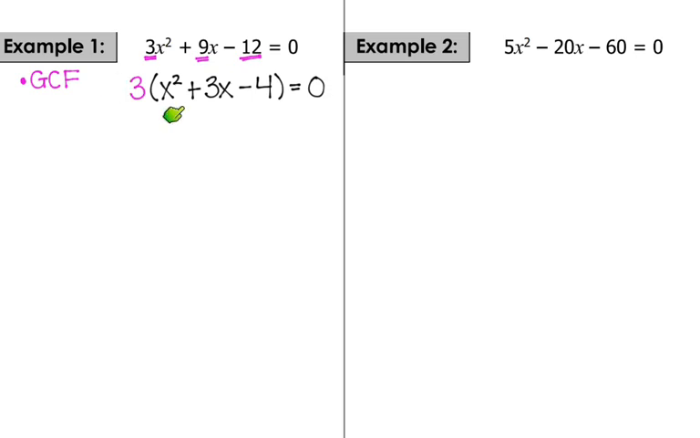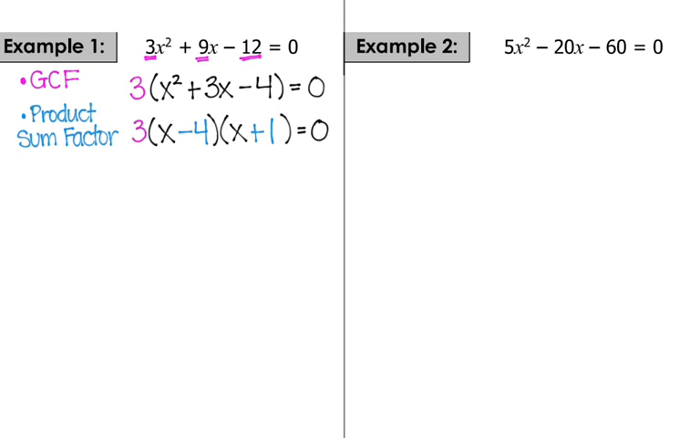And now we have this quadratic, and we're going to use the product sum method. So I'm thinking of what two numbers multiply to give me negative 4, but add to give me positive 3. That will be negative 4 and positive 1. So that's the product sum factor. And so we're going to finish writing all of our factorization. We still have the 3 on the outside, and then we have these groups.